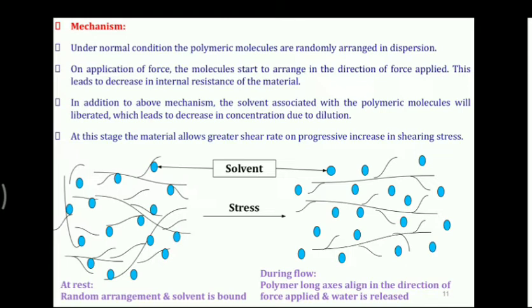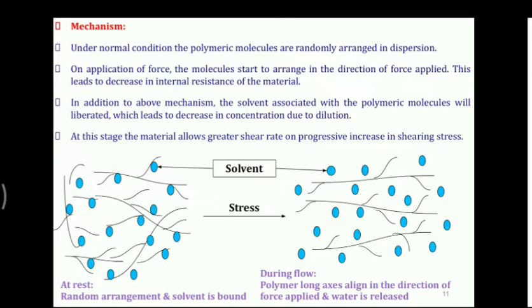Now what will happen when you apply the stress? On application of the force, the molecules start to arrange in the direction of the force applied. This leads to a decrease in the internal resistance of the material. So when you apply the stress, the long axes of the polymer start aligning in the direction of force applied. Suppose in this case we are applying the force in the horizontal direction, so you can see on the right-hand side of the figure that upon application of stress, the long axes of the polymer are horizontally oriented.